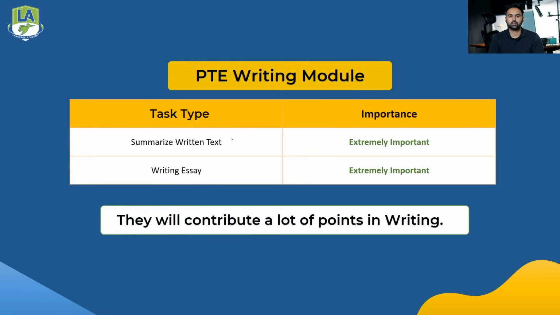Next is writing. There are two different question types in writing, and both of these used to be in the middle category of average importance. But since the changes have taken place, both of these move one level up. These both are in the most important category. Summarize written text will give you a lot of points in writing and reading. Essay will also contribute a lot in the writing module now. So you have to make sure you practice these ones every day, extremely important.